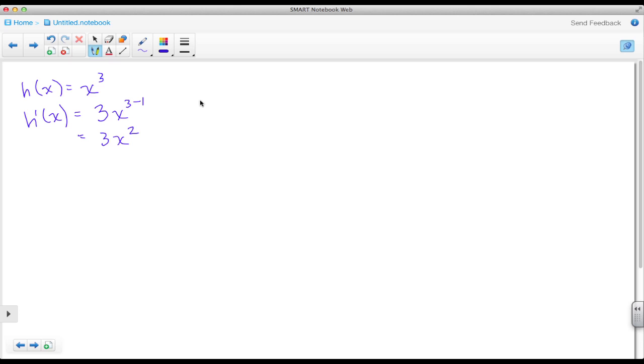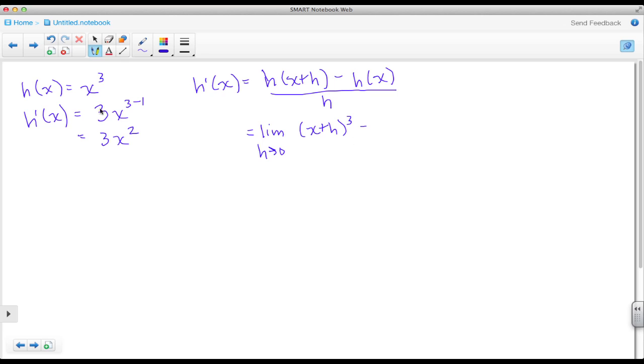And let's go ahead and do the difference quotient one more time to show that these do come out to be the same answer. So here, h prime of x is equal to h of x plus h minus the original function h of x, where everything is divided by h. Probably should have used a different variable than h, but we'll just continue. I've got the limit as h approaches 0. Here I have x plus h raised to the third power minus the original function, which is x to the third, where all this is divided by h.